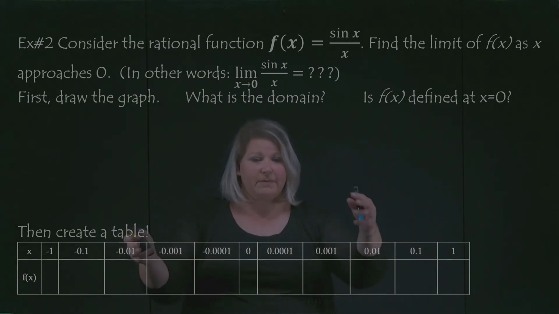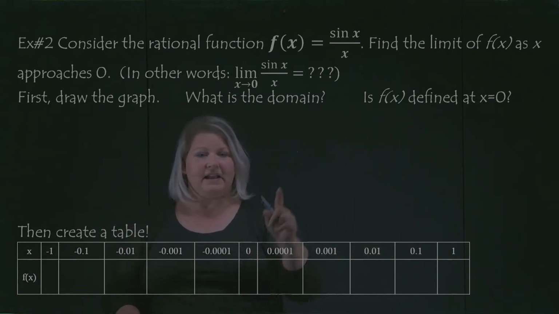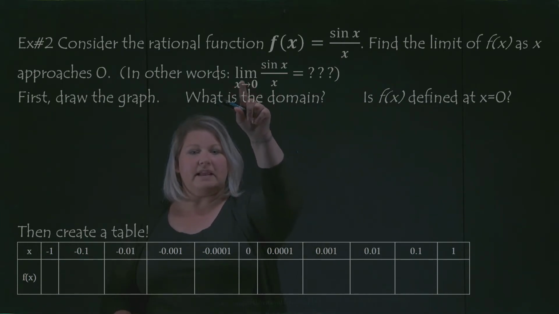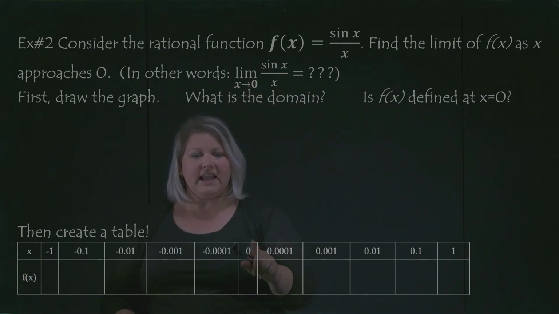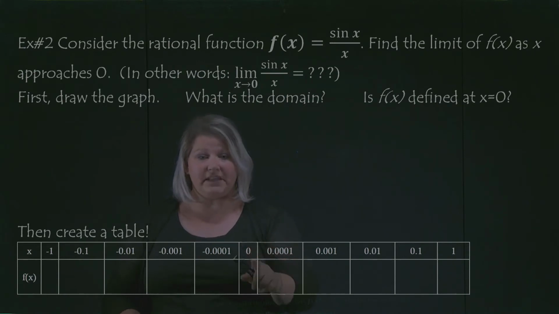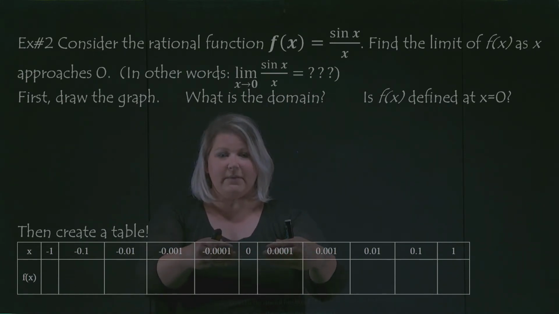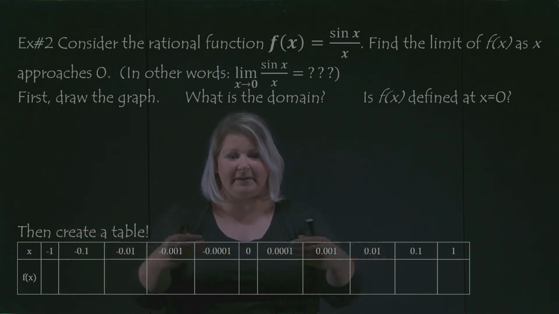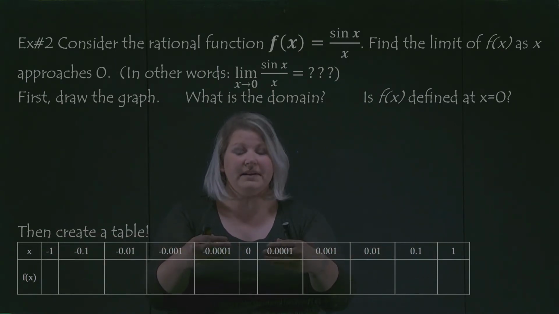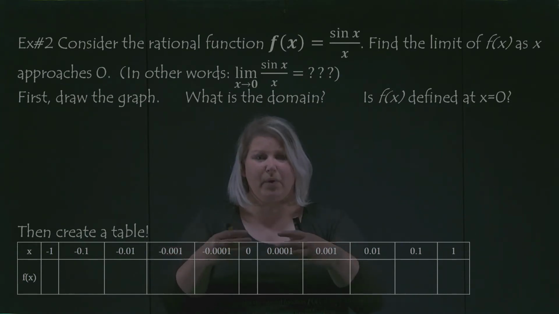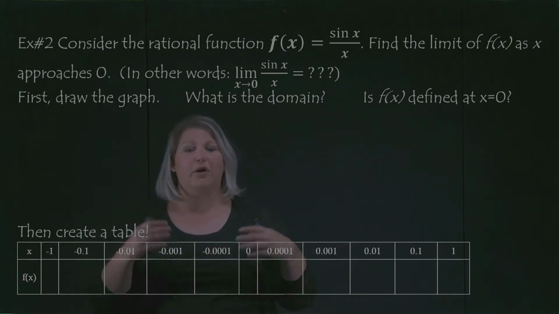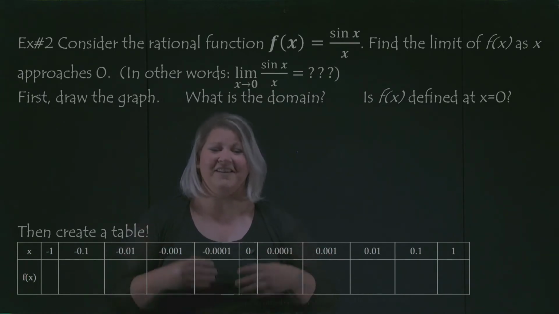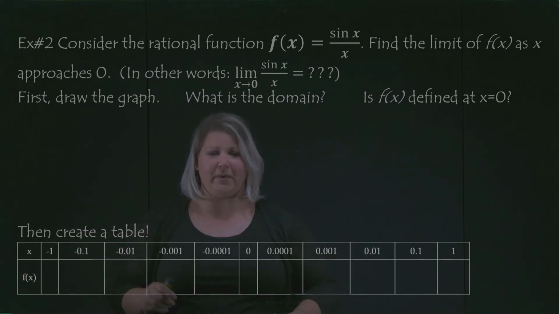Then you create a table. Keep in mind that since we're looking for the limit as x approaches 0, our table is going to be built around 0. So in a way, I always start my table with this little value right here, and the rest of these I fill in. And notice what I'm doing is I'm basically adding or subtracting 0.01, or 0.001, or 0.1 each time as I move farther and farther away.